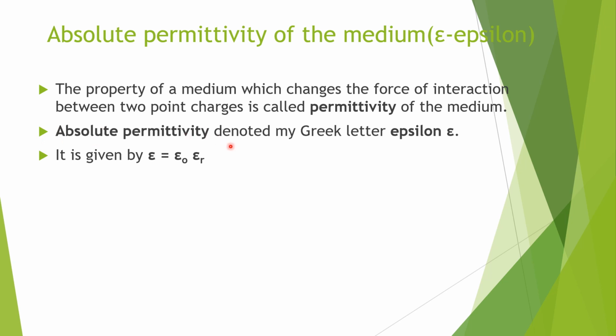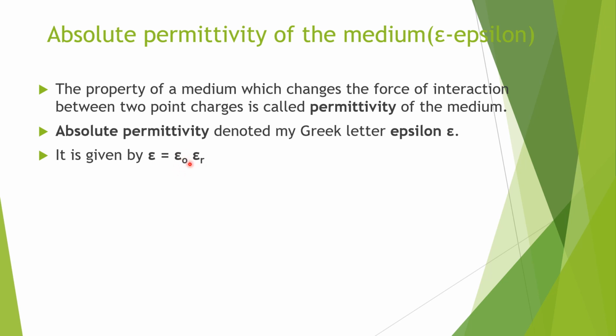Absolute permittivity is denoted by the Greek letter epsilon. It is given by epsilon is equal to epsilon 0 into epsilon r. So this is the formula for epsilon, the absolute value of permittivity. It depends on epsilon 0 and epsilon r.